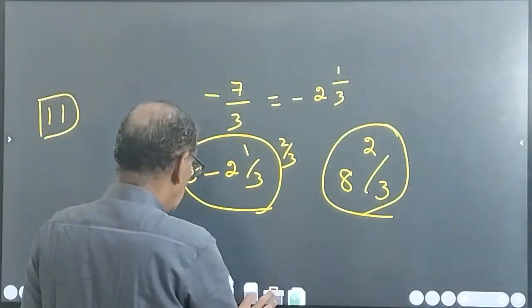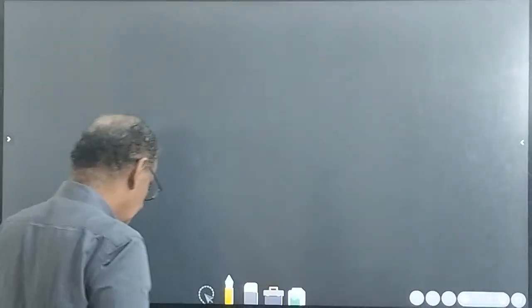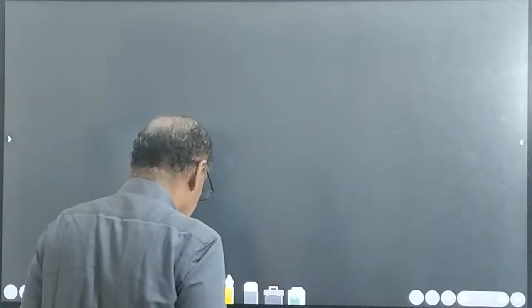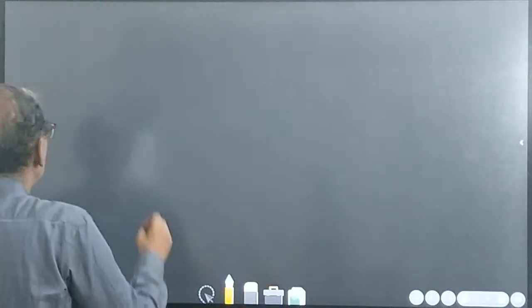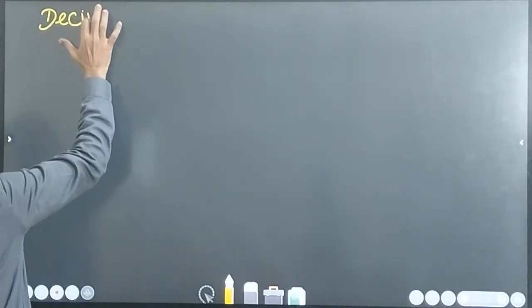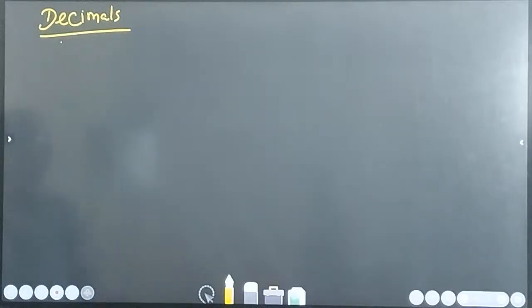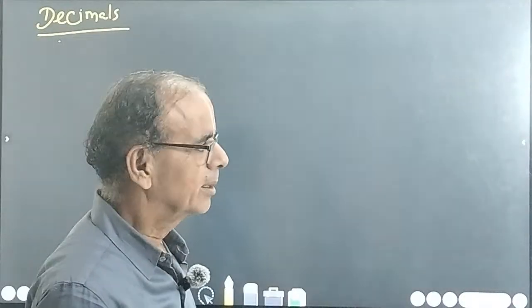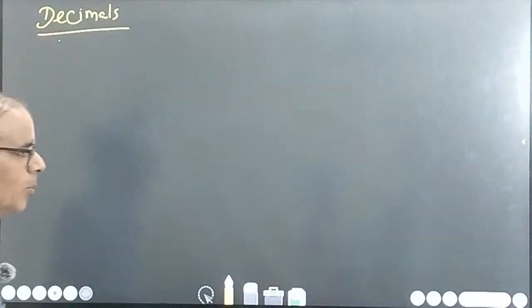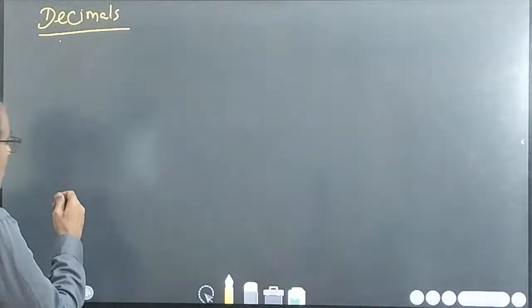This is how you have to do fractions. Now, another area, decimals. Many students are afraid of decimals. You need not be afraid. RRB, SSC, bank, TNPSC, police, all exams give decimals.